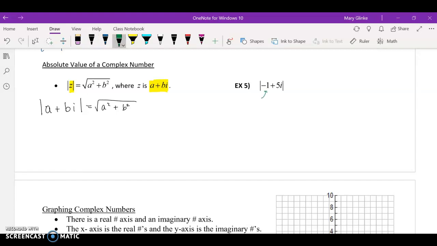So for this example here, my real part is -1. The imaginary part is 5i, so b is the coefficient for the imaginary part. So the absolute value of -1 plus 5i should be the square root of 1 plus 25, or the square root of 26.